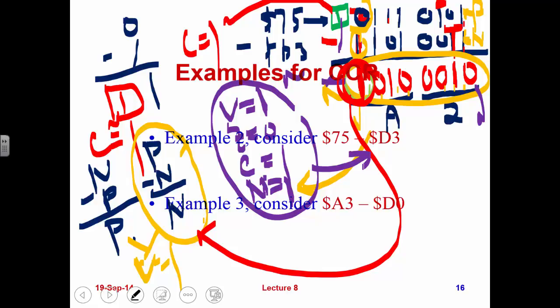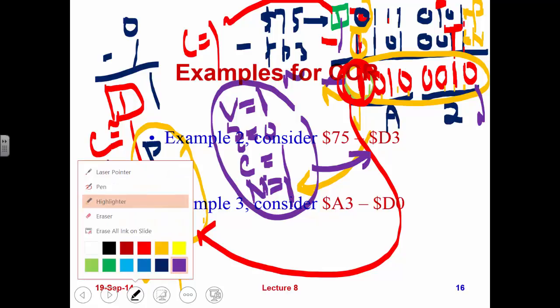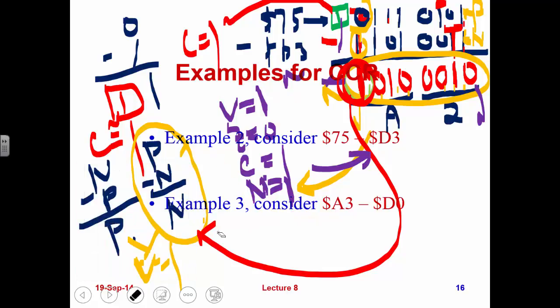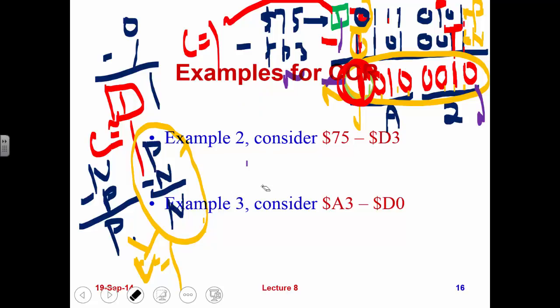Let's check our last example. Let me clean all of this out so we have a little more room, but we still leave those actions right here. Example 3 is subtraction: A3 minus D0. I want you to try first. You try now.